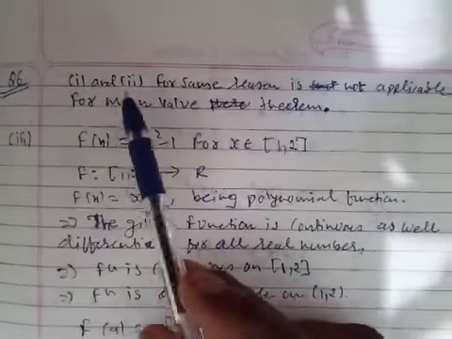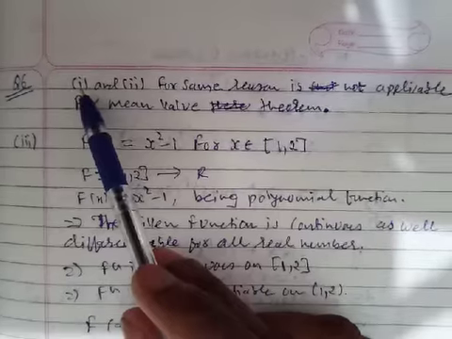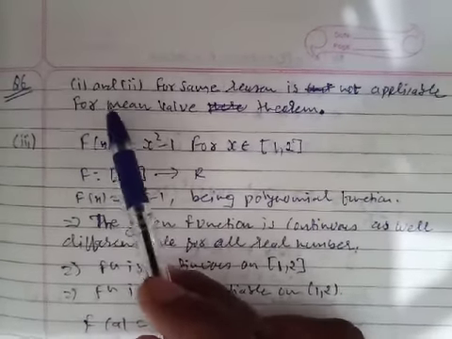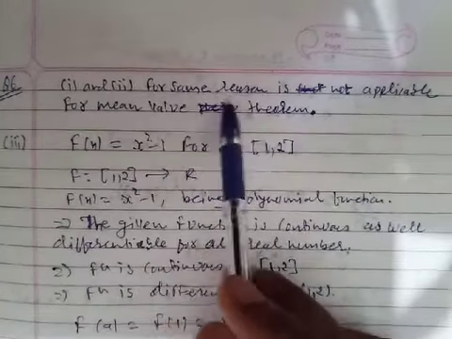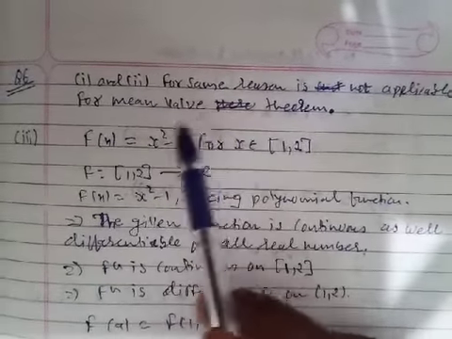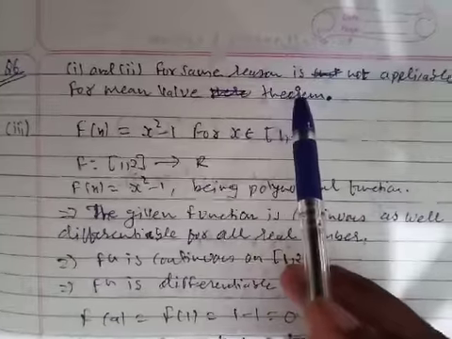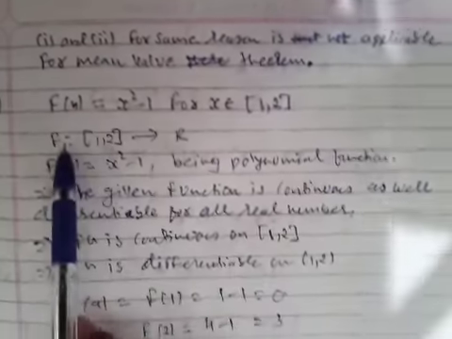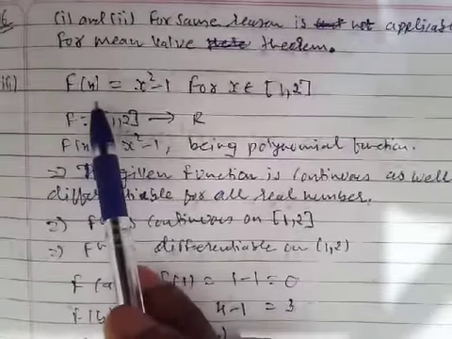Question number 6. There are three sums in question number 6 actually. For the first and second, the mean value theorem is not applicable, for the same reason: you will find that f of a will not be equal to f of b. Is it clear? Now let's see the third one.